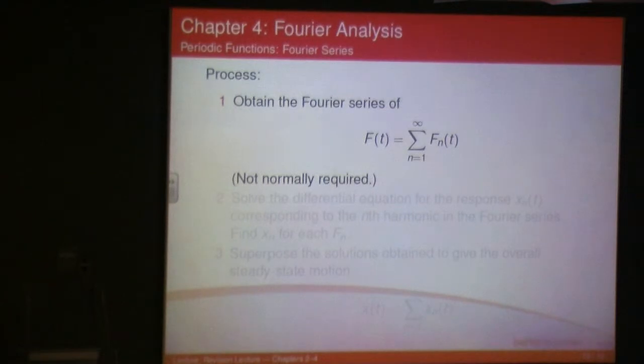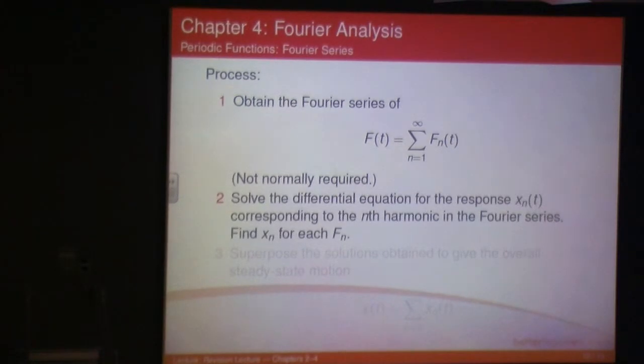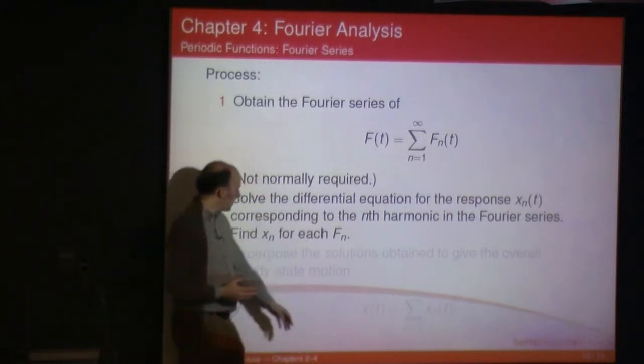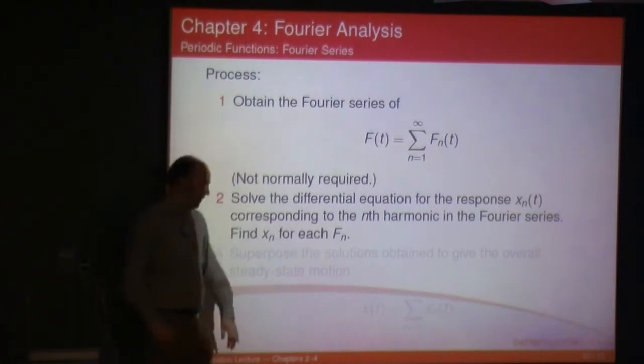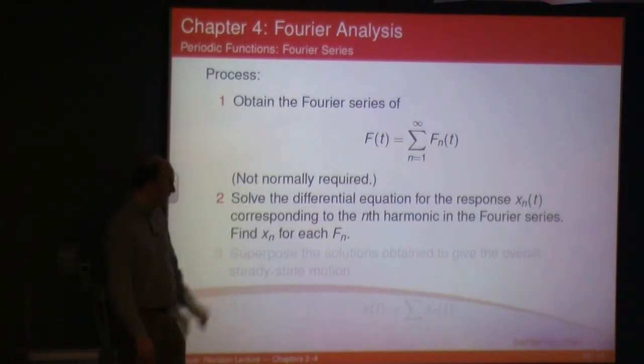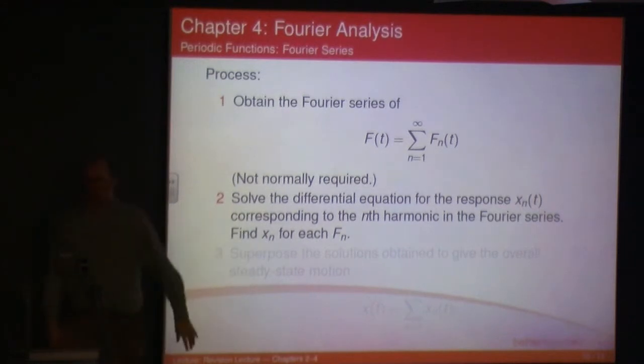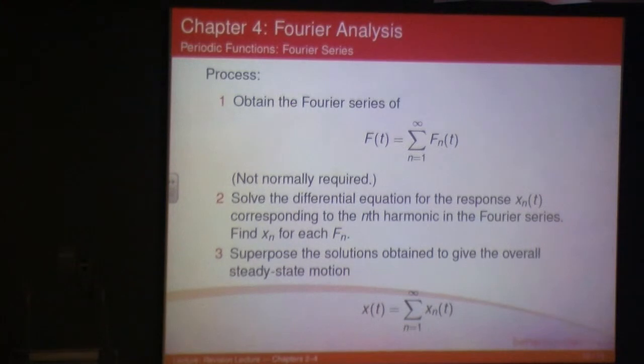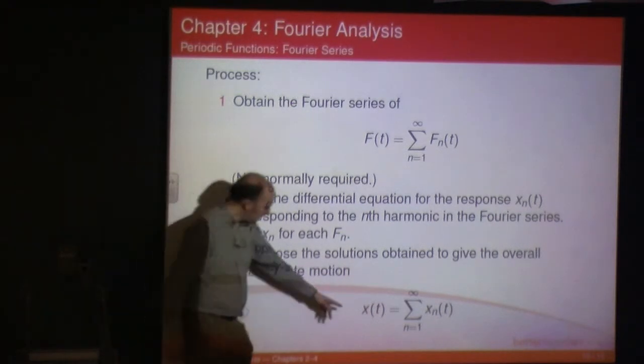Like I said, there's a step-by-step process for this one. The first step is obtaining the Fourier series, and I'm not normally going to require you to do that. But step 2 is where you have to solve for each harmonic. What you can do is solve it for the general harmonic n, and that will give you a solution for f of n. Then to find your complete solution, you add up all these solutions together, and you end up with a sum of all your individual solutions to get your complete solution x of t.